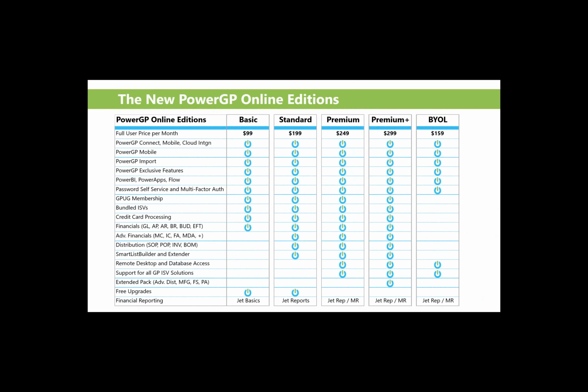So it doesn't include any of the ISVs. It doesn't include the GPUG membership. It doesn't include things like credit card processing or any of that. It's similar to Premium Plus, where you get direct database access and your desktop client and all of that. You would just have to bring your license with you, and you would still pay your yearly maintenance to Microsoft. Any ISVs, you have to buy from them and put on this environment. And this $159 price point is per user per month, at a starting point.